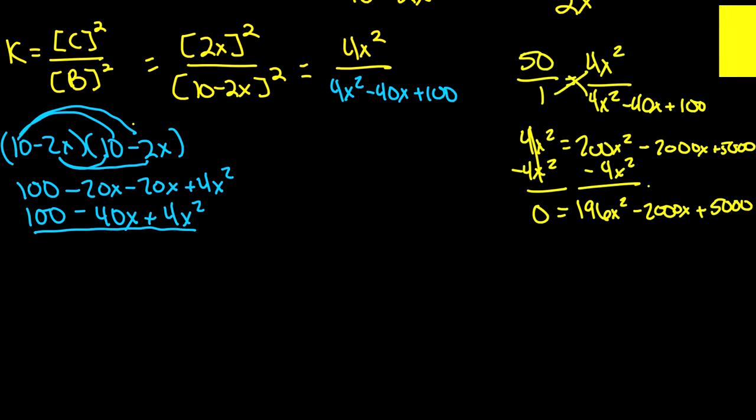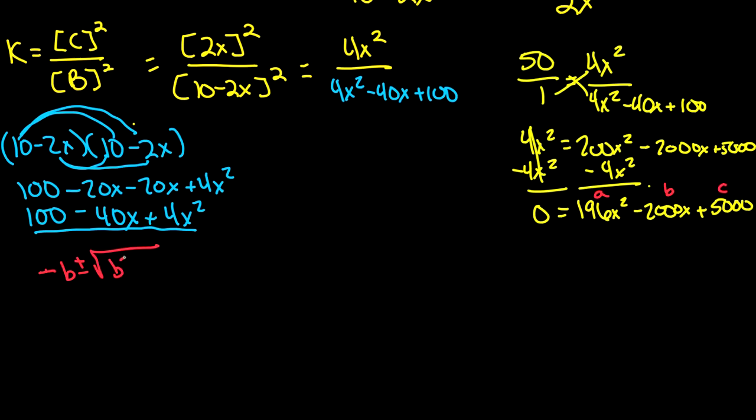So I like to label my quadratic equation values. So this is A, B, and C. If you don't remember the quadratic equation, it's negative b plus or minus the square root of b squared minus 4ac, all over 2a. So now all we got to do is take these values for a, b, and c and plug them into our equation here and solve it out.